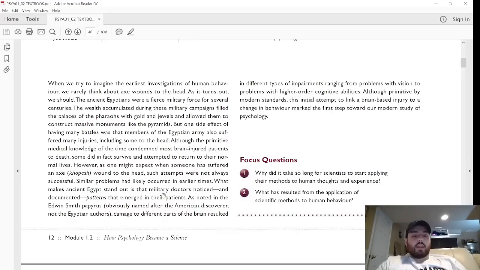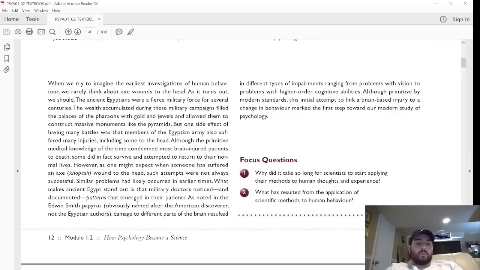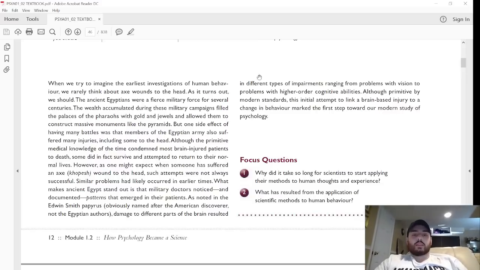What makes ancient Egypt stand out is that military doctors noticed and documented patterns that emerged in their patients, as noted in the Edwin Smith papyrus. So essentially, I won't go through the whole text because it's a full summary, but the ancient Egyptians used the brain-damaged soldiers as a way to look at different parts of the brain and different impairments, right? And how, if you got hit in one part of the brain, it affected your vision. The other part affected your memory severely. The other part affected your speech. It's a very primitive way, obviously, but it was the entry into the study of psychology, which is what we want to teach you here at the Human Mind Project.